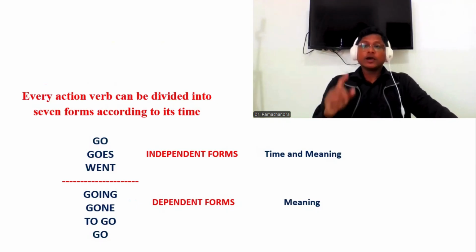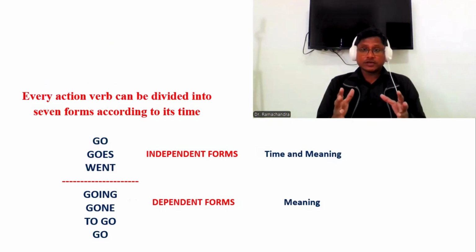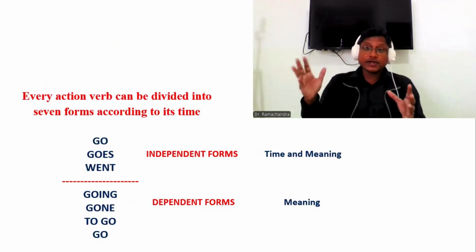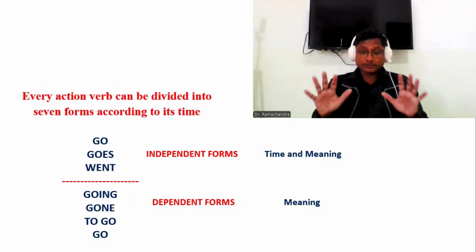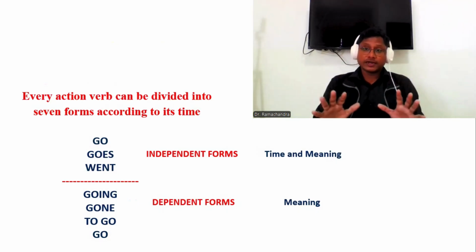We are going to look at this structure. I'm explaining about the action verb. There are different kinds of verbs. We are not looking at them now. We're going to look at each and every aspect.